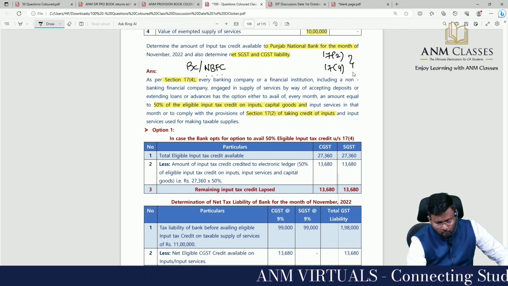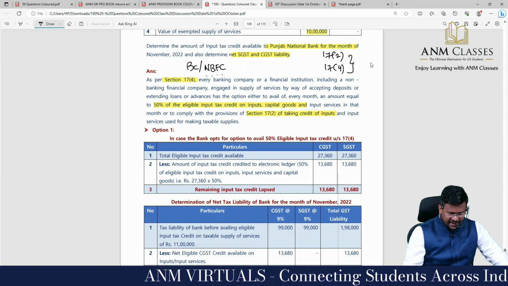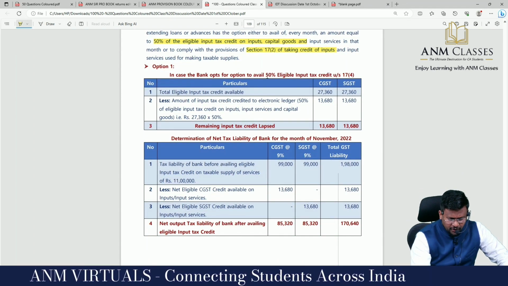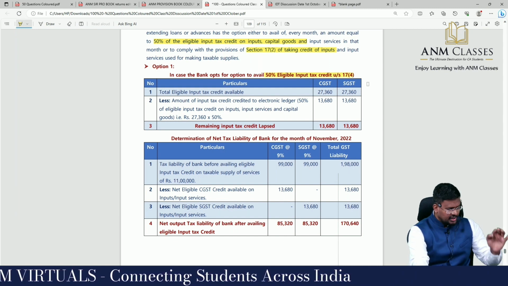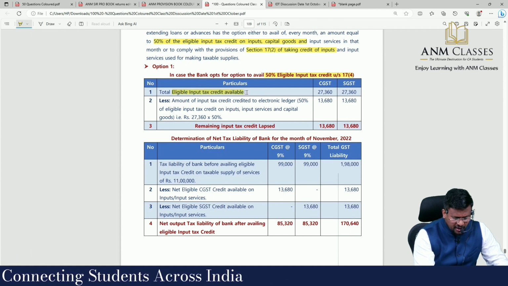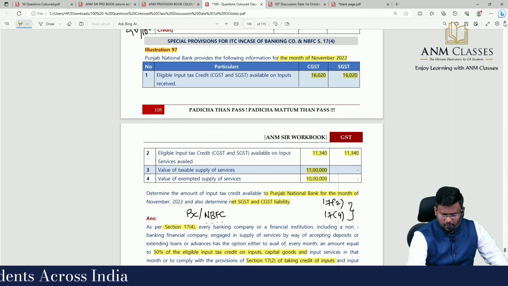They can follow either one of these options. Option number 1: in case the bank opts to avail 50% of eligible ITC under section 17 subsection 4, what is the total eligible ITC available? Input and input services are given separately above.